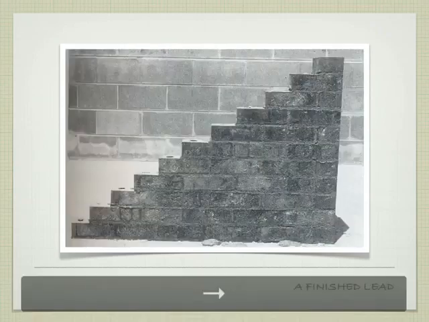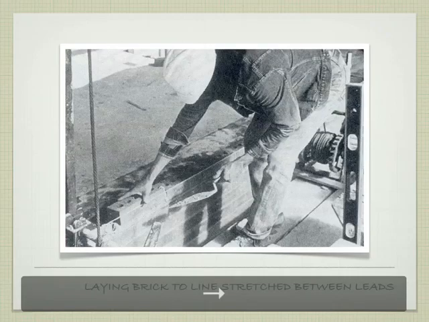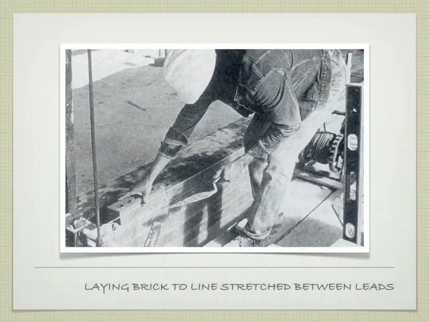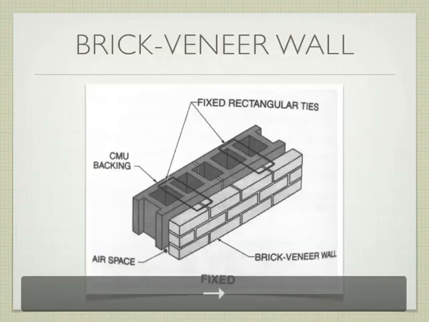Once you have each of those set up, we look something like this. That's a finished lead. Then we string in between one lead to the other lead. That string is nice and level, assuming that our leads are done correctly, and we can very, very quickly fill in the wall. We can stack those pieces together.